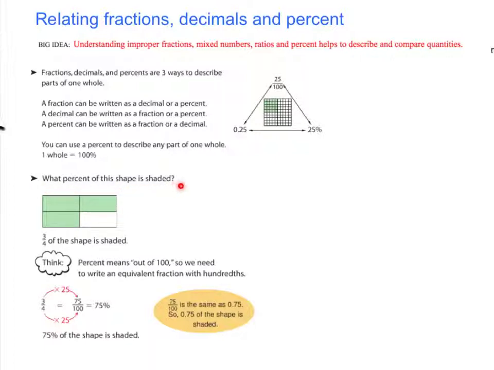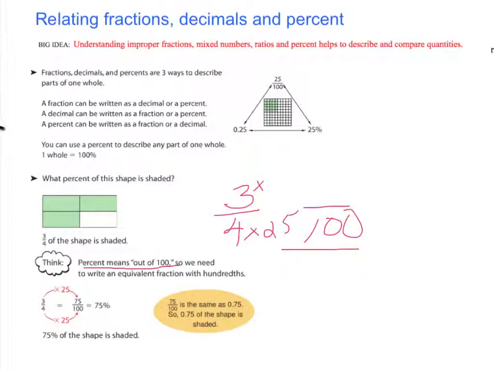What percent of this shape is shaded? Well, 3/4 of this shape is shaded. We can write it as a fraction, 3/4. If we wanted to then change it into a percent, well, we know percent means out of 100, and we could use an equivalent fraction to figure that out, or we could even divide, right? 4 times what is 100? Well, 4 times 25 is 100. So what we do to the bottom, we do to the top. 3 times 25 is 75. And you can see that work happening here, which would make it 75%.